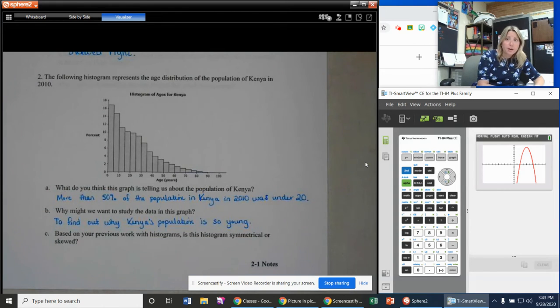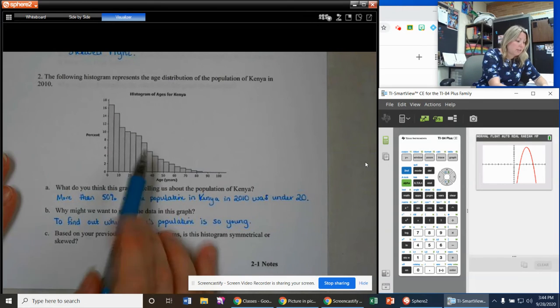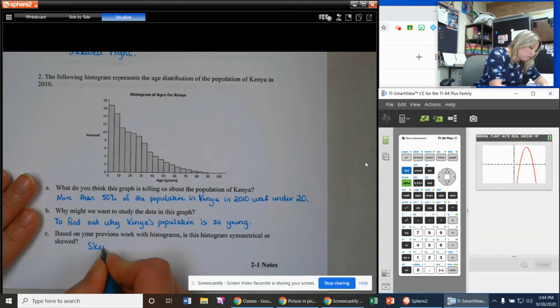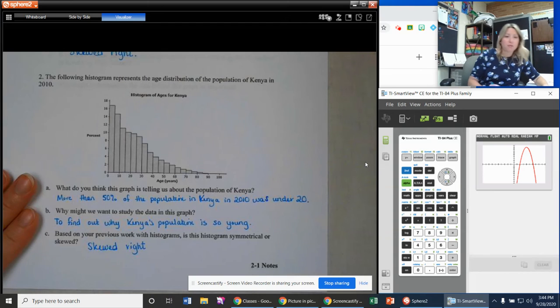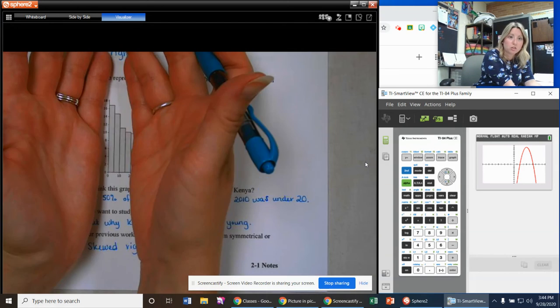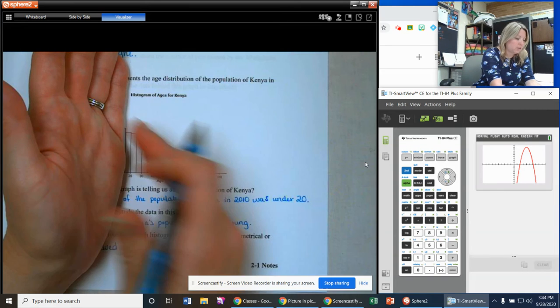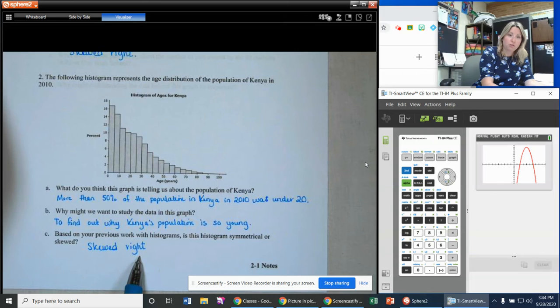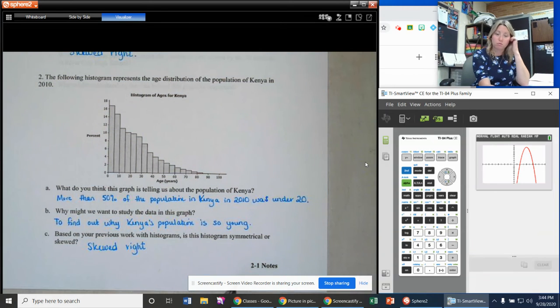And of course, this is very skewed. And again, it's skewed right because the tail of the data is to the right. Okay, so this is skewed right because that's where the drop off is. The majority of the data is right here. Okay, so since the majority of the data is right here, this is considered the tail or the drop off. So this is the direction of the tail. That's the direction we skew. That's what we call it.